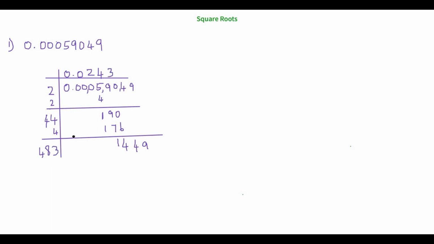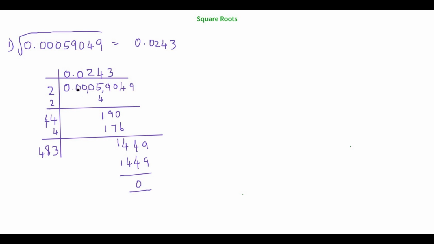So here let's put 3, and here also we will put 3. So 483 times 3 is 1449. So now let's subtract this. We get our answer as 0. So the square root of, sorry, I forgot to put a square root. So the square root of 0.0059049 equals 0.0243. Isn't it easy?